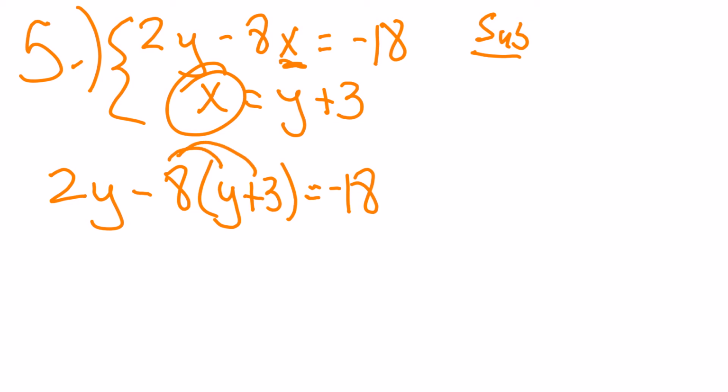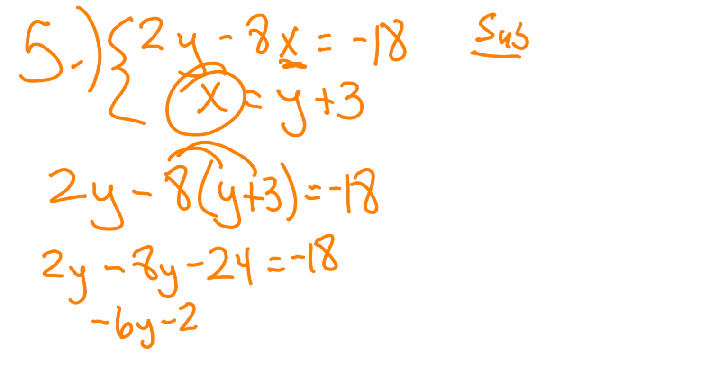So I distribute the negative 8. Notice I distribute the negative sign with that 8 to both the y and the 3. That's why I get minus 8y minus 24. Still haven't done any solving yet. I'm just simplifying. I combine like terms, I get minus 6y minus 24 equals minus 18. Now I can add 24 to both sides.